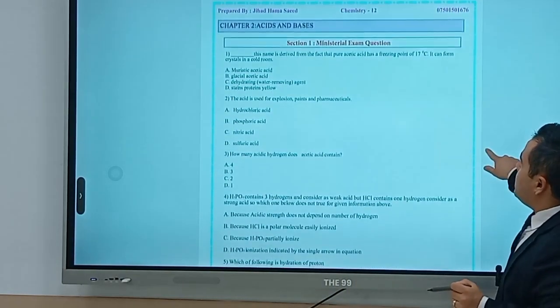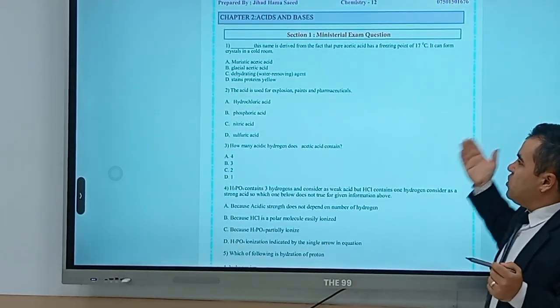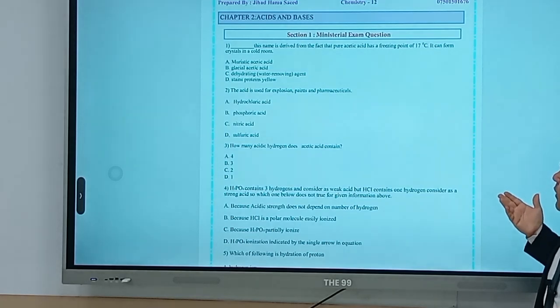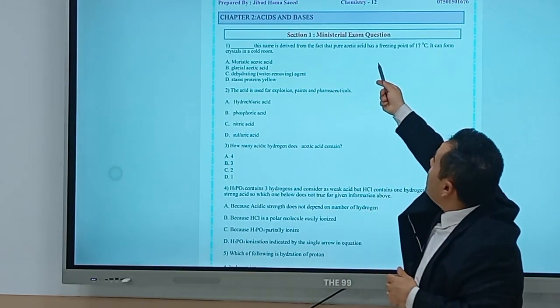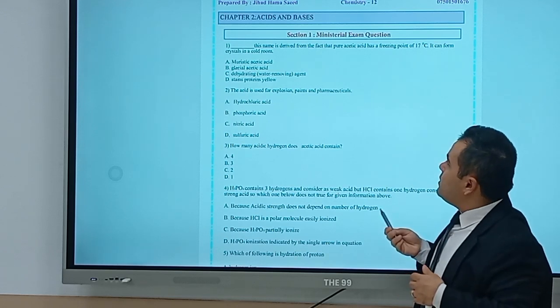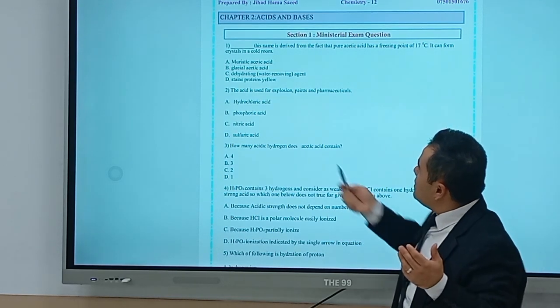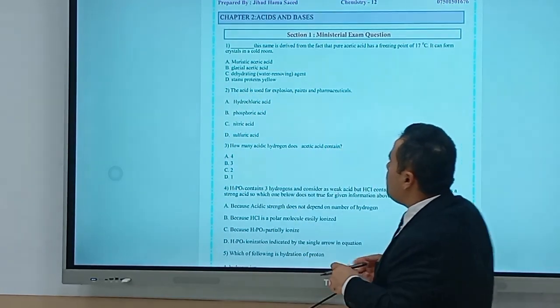That's the end of the section, guys. Here we have some ministerial exam questions. Let us practice some of them. This name is derived from the fact that pure acetic acid has a freezing point of 17, so glacial acetic acid, B is the correct answer.